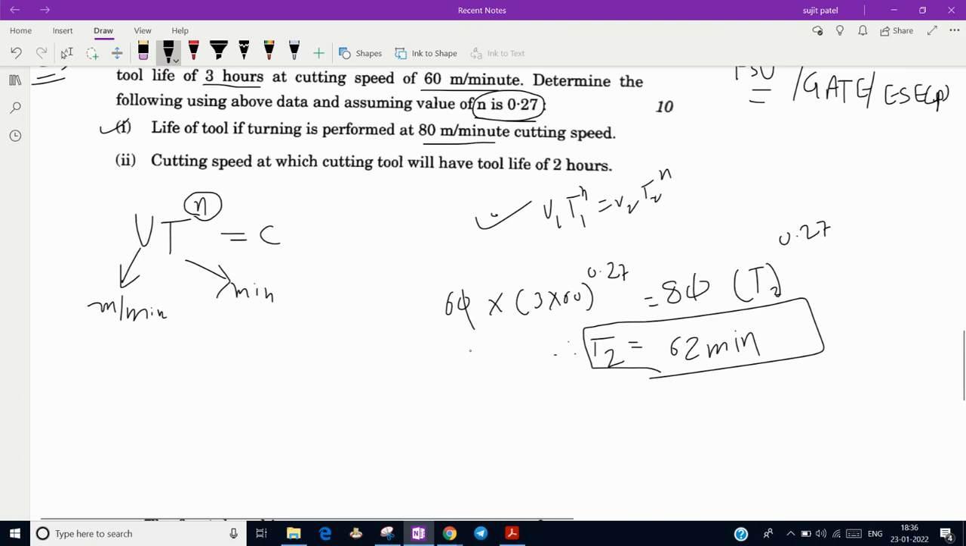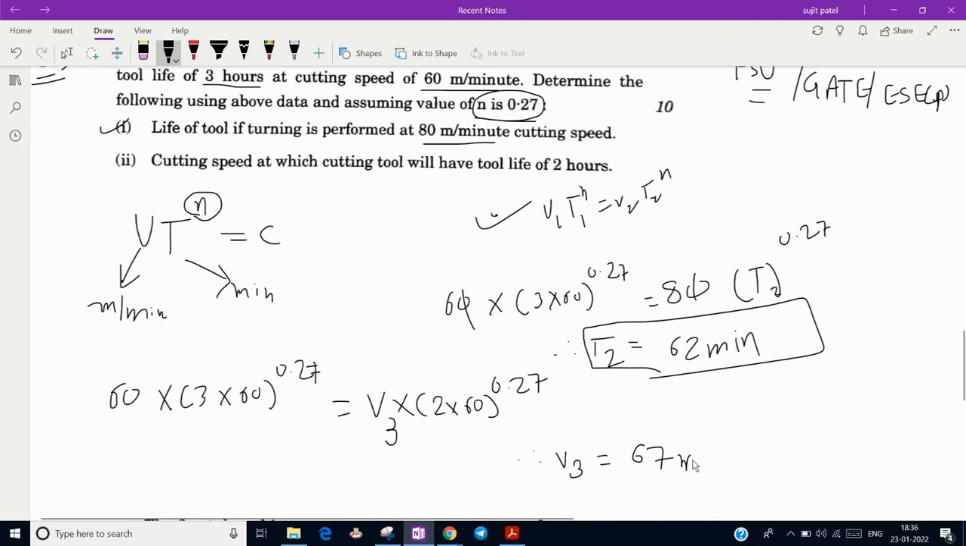So again use this v1 t1 is equal to v2 t2, but here I will use the notation v3 t3. So initially 60 meter per minute, multiply by 3 hours, convert into minute, power 0.27 is equal to V3. We have to find that velocity, sorry, V3. And what is the tool life? 2 hours. So it is 2 into 60 power 0.27. So when you solve this, you will get the cutting tool velocity is 67 meter per minute. So this is a quite simple numerical.